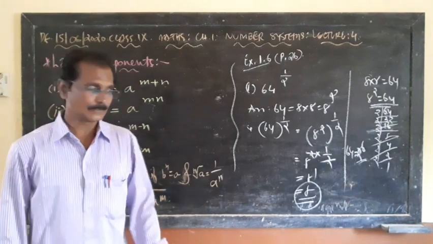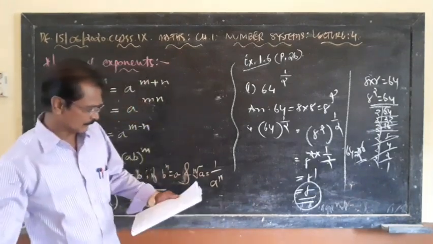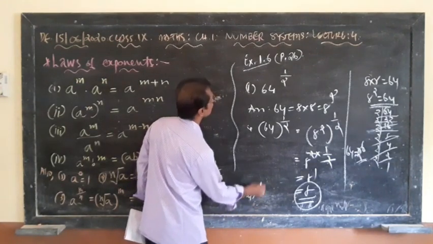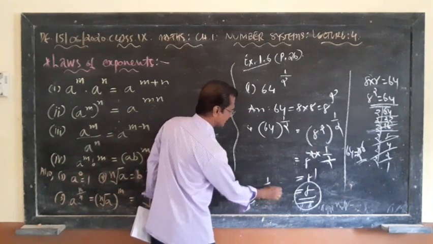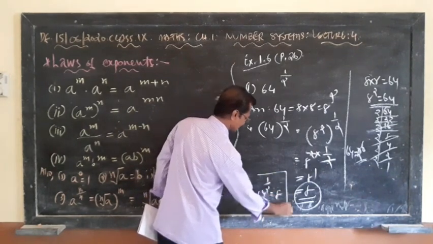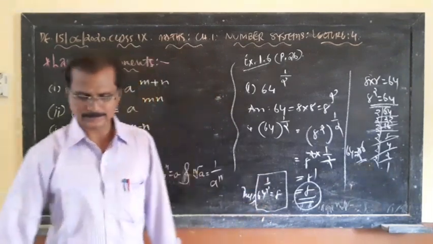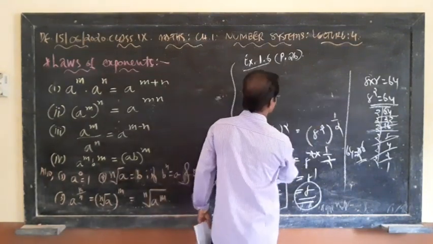Okay. Now the final answer: 64 raised to 1 by 2 equals 8. Okay, so this is the first one. Now look at the second one.